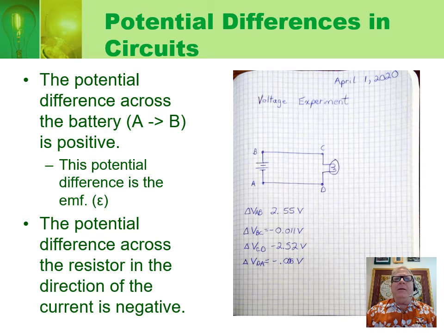Another thing to point out is that the potential difference going across the resistor is negative. You're giving up that energy as you go across the resistor, and so you're going from a place where the charges have a high potential energy per unit charge, or high potential, to a place where they have a lower potential energy, so it's negative. And there are the numbers that we wrote in our experiment.